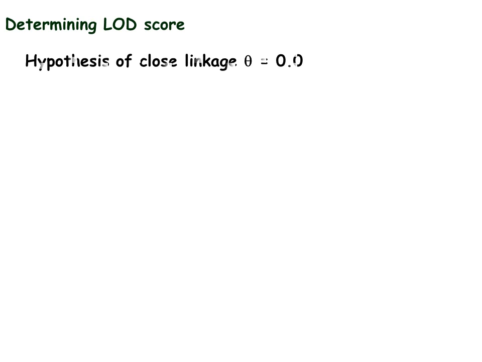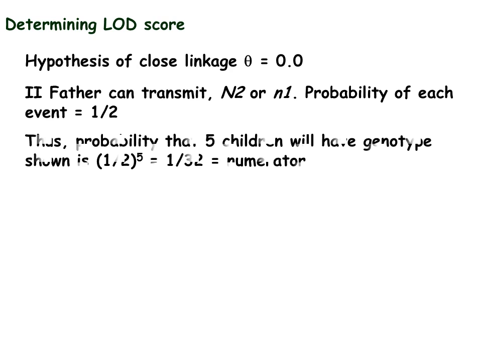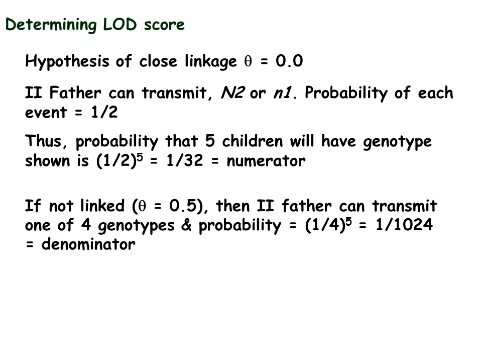So determining the LOD score then is the hypothesis of close linkage, theta equals 0.0. If father 2 can transmit N1 or N2 or capital N2 or little n1, the probability of each event is 1 over 2. Thus, the probability that 5 children have the genotype is 1 over 2 to the 5th, or 1 to 32. So that's the numerator.